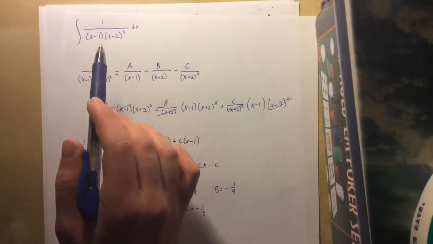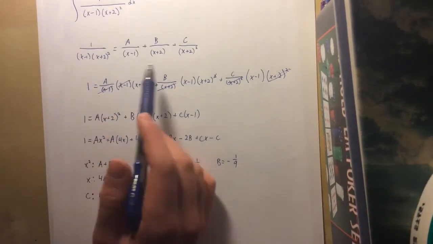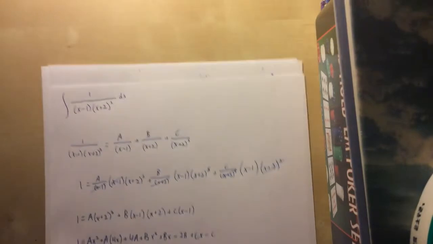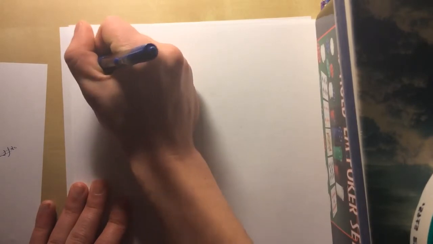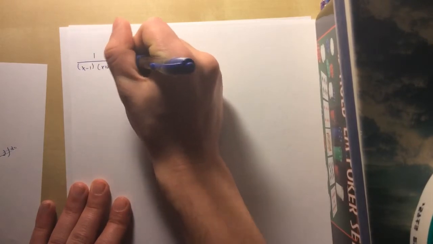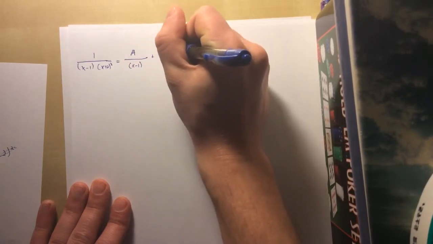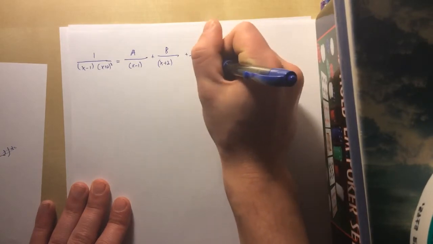So let's go back to our original problem, and that's the integral of 1 over x minus 1 times x plus 2 squared. So now we're going to rewrite this line using our a, b, and c values, and go ahead and do that in another piece of paper. What we had was 1 over x minus 1 times x plus 2 squared was equal to a over x minus 1 plus b over x plus 2, and then c over x plus 2 squared.